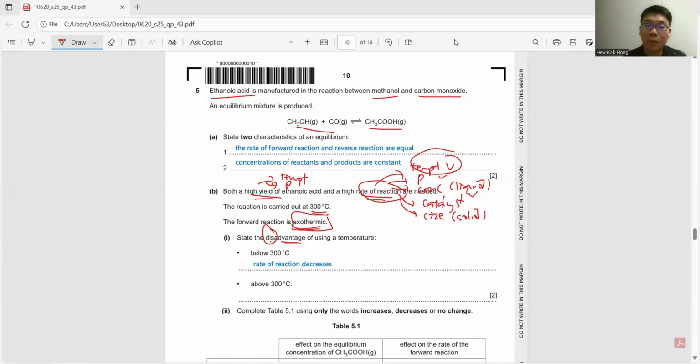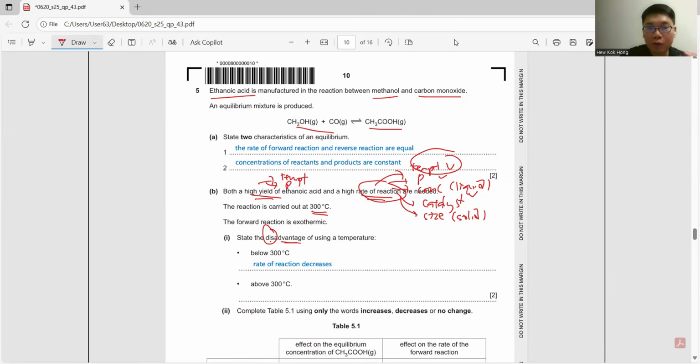And what is the disadvantage when above 300 degrees C? It's because the forward reaction is exothermic. So when it goes to the right, the product will release heat. And if you increase the temperature, it will cause the temperature to be too hot. That's why they do not favor this direction. They will try to shift back to the left and reduce the yield of product. So this is the problem.